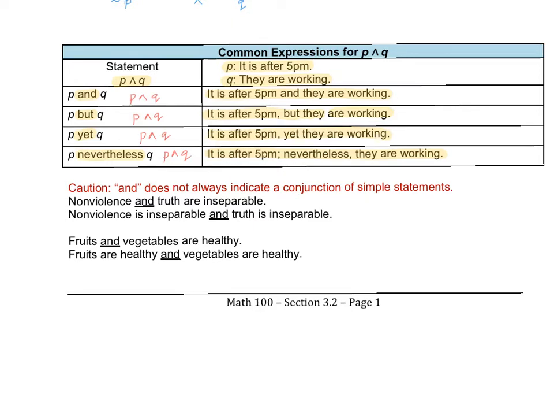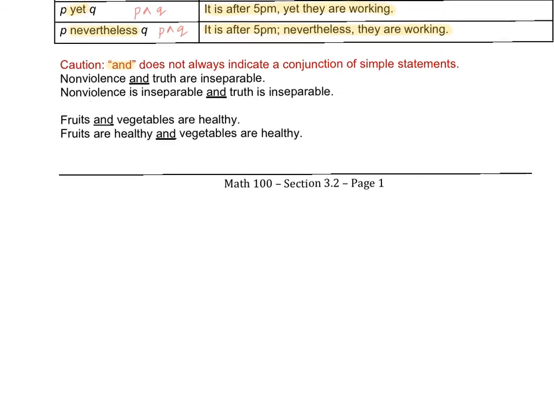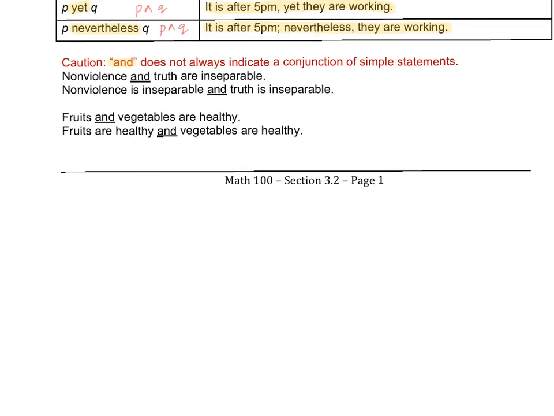Just because you see and, it does not always indicate a conjunction. So how can you tell? Well, if the and is a conjunction, then if you separate the two pieces, the meaning should not change. So in this first statement, nonviolence and truth are inseparable. That says that you cannot separate nonviolence and truth.